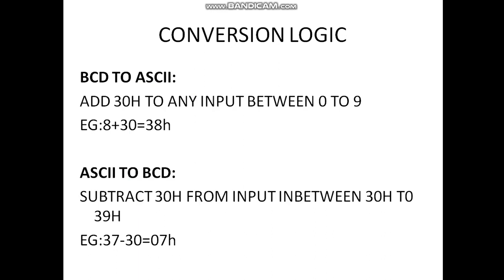So let us look into BCD to ASCII conversion. For BCD, the input can be in the range 0 to 9. ASCII value of 0 is 30, 1 is 31. So let me consider 8. For 8, the ASCII value is 38. So for any given number between 0 to 9, we need to add 30H in order to get the ASCII equivalent for that BCD number.